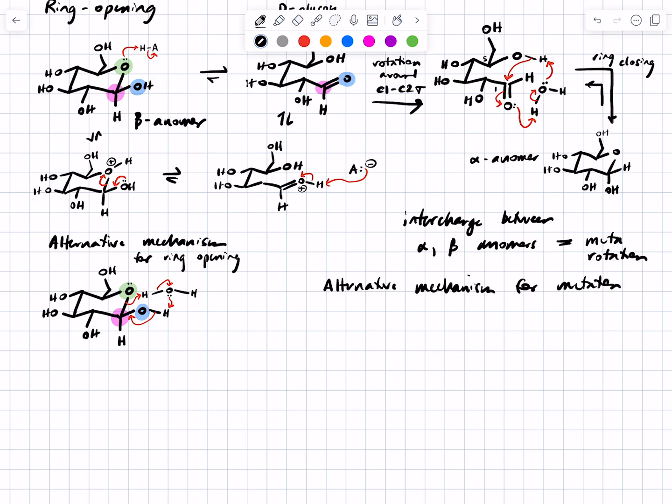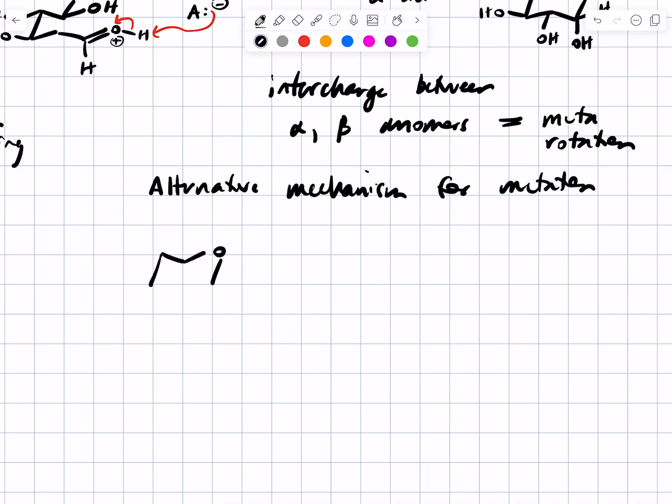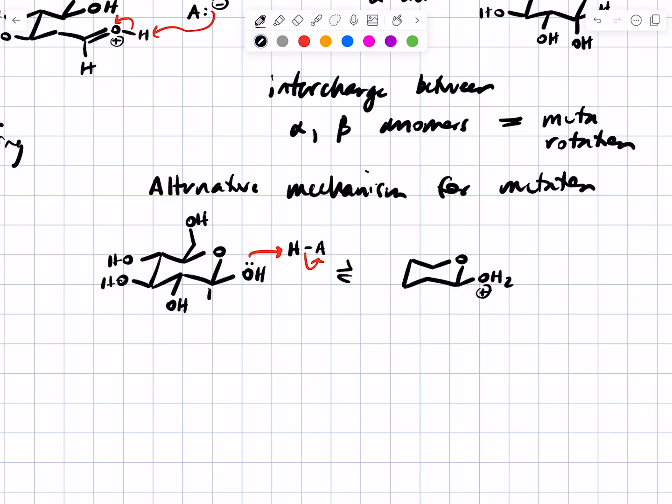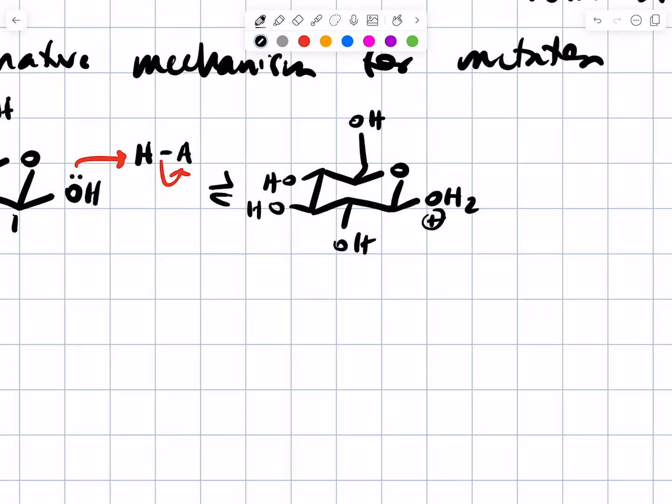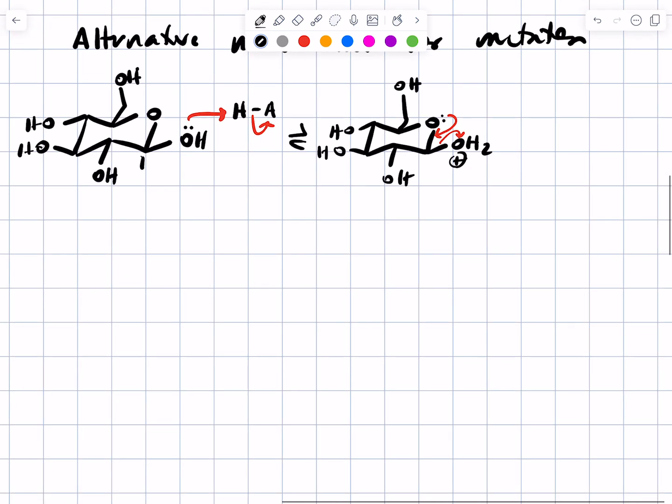An alternative mechanism for mutarotation, an alternative pathway, is as follows. So you start with the beta anomer of glucose. You protonate the C1 hydroxyl, and the amount of hydronium that's present in aqueous solution at pH 7 would be sufficient for this. You protonate that C1 hydroxyl, turning it into a good leaving group. And then the neutral ring oxygen is a sufficiently good kicker-offer to kick off the water leaving group. And that will generate the following oxonium ion that looks like this.